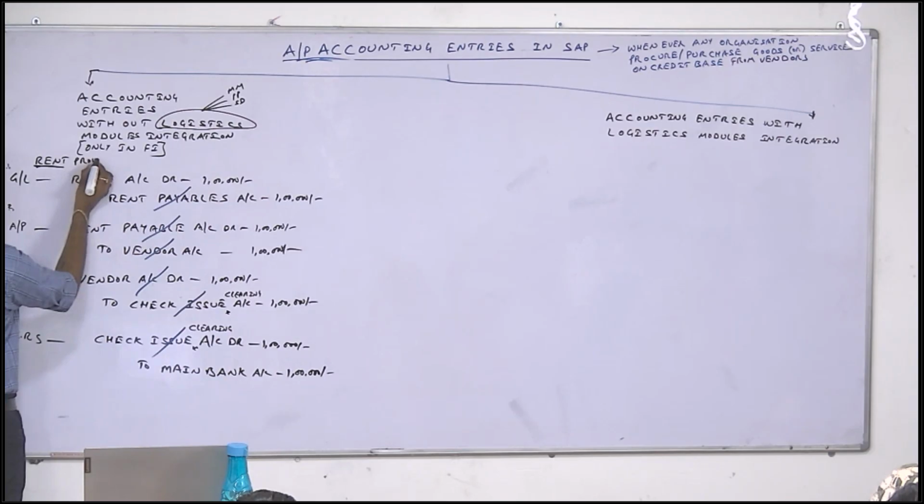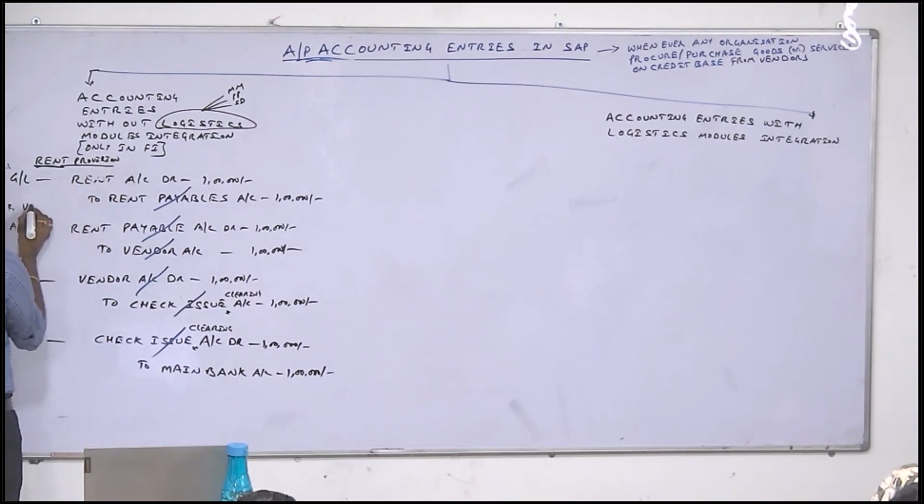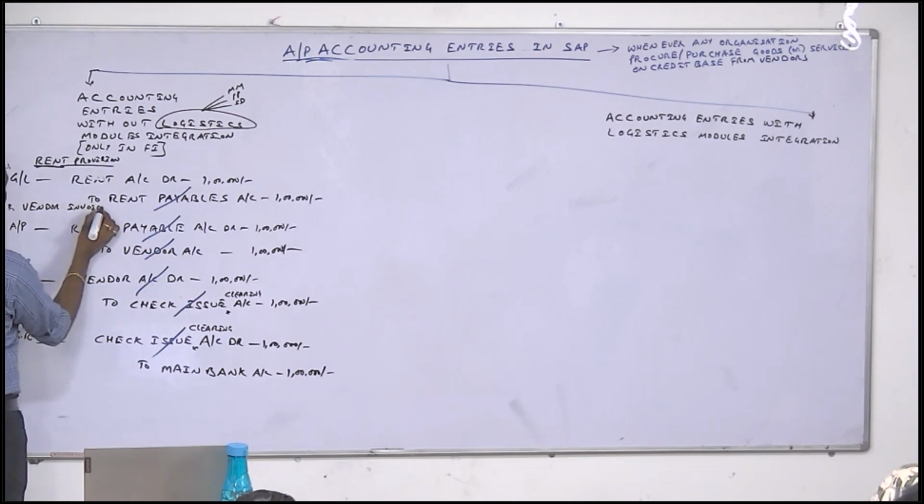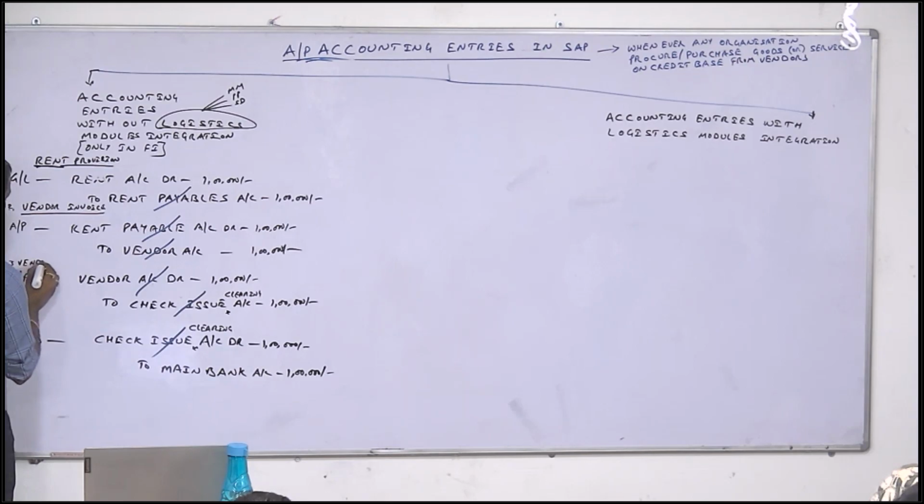And this is vendor invoice. Vendor. And what is this one? Vendor payment. Vendor payment. And what is this one? BRS.